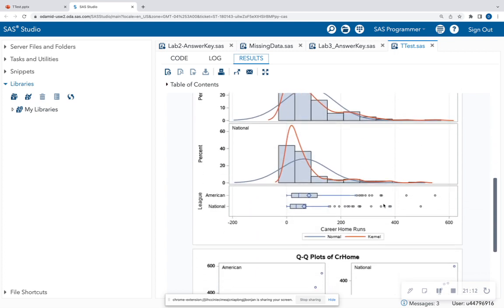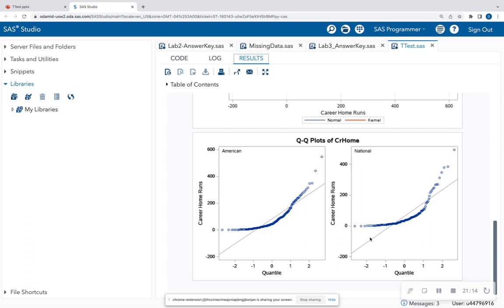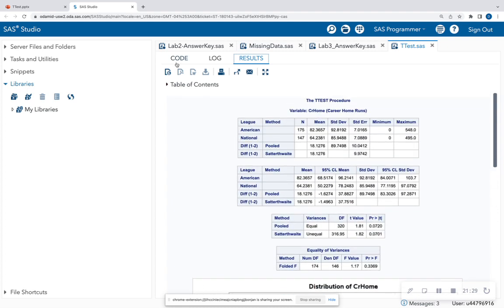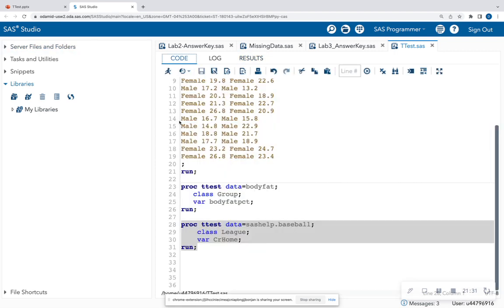Okay. I can look at the distribution. I can also look at the QQ plot. Notice that it looks like this plot breaks for normality, which is an assumption that we have to have for t-tests. So this in itself may not be a proper test to run, but either way, you can get that information from this. Okay. And that is the code.